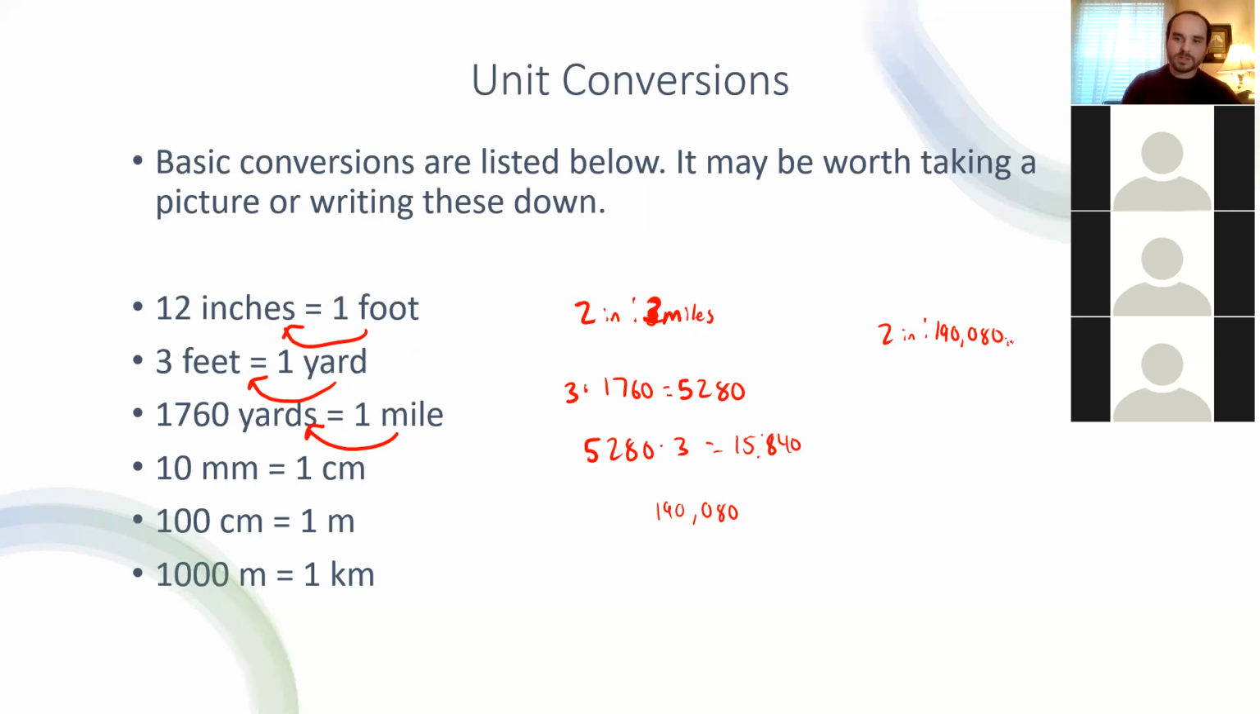So we have 2 inches to 190,080 inches. And actually, in order to finish our scale, we can divide both sides by 2. So if we do that, we're going to get 1, 2. It's like reducing a fraction. Wait, what?